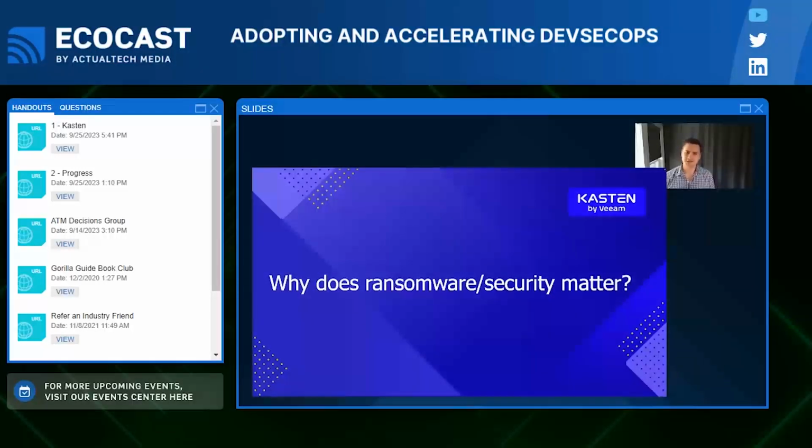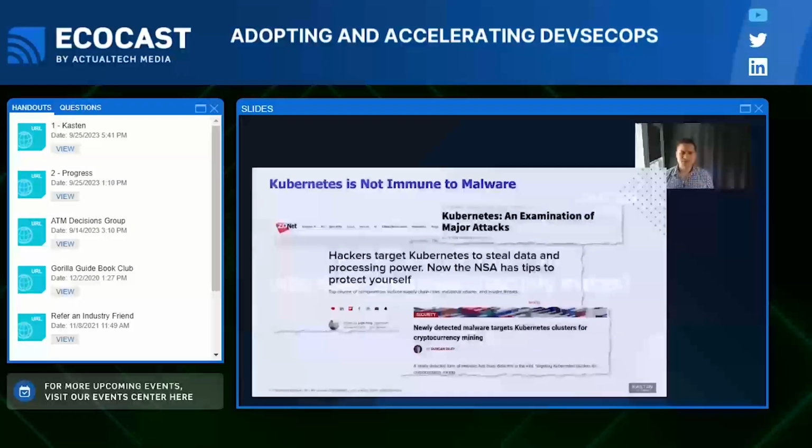So let's go ahead and dive right in. Why does ransomware security matter? It does matter, as we can all see in the real world. A lot of these headlines are well out of date now, if you look at the dates. Recently, there's been a big one with some Las Vegas casinos here in the States around some ransomware attacks, as well as just general compromised security.